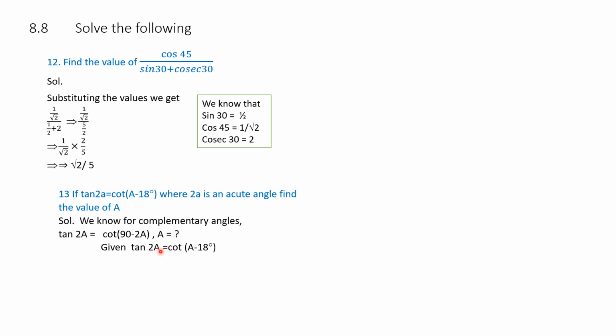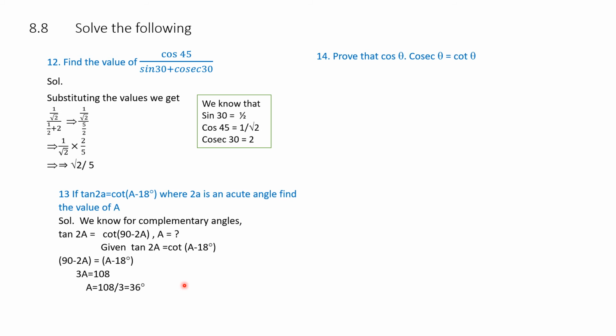Given tan 2a is equal to cot of a minus 18. Therefore, 90 minus 2a is equal to a minus 18. Simplifying, minus 2a you bring to the right hand side, it becomes 3a, and this you take to the left hand side, 90 plus 18. Therefore, it is equal to 108. Therefore, a is equal to 108 by 3, that is equal to 30 degrees. This is the answer.